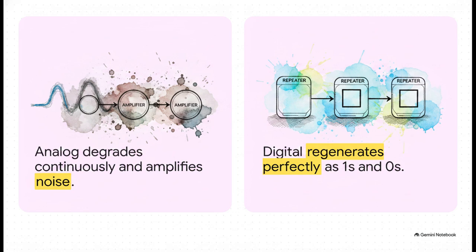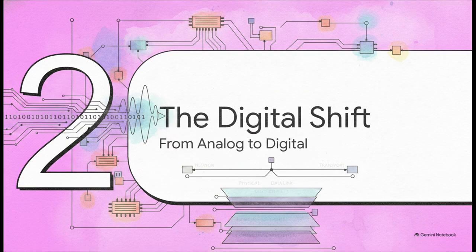Digital signals, on the other hand, are just vastly superior for long-haul networks. The repeaters don't blindly amplify. They actually perfectly regenerate the simple binary states, just clean, distinct ones and zeros, without compounding any of that static. Moving right along to our second leap, the digital shift, from analog to digital.